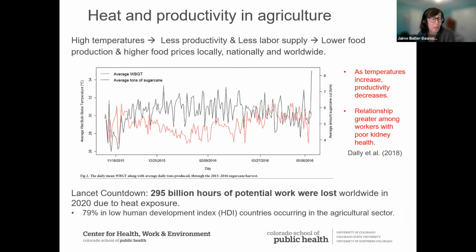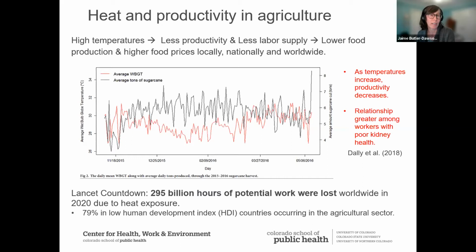In the past, I've mainly focused on heat exposures as well as environmental exposures like metals in the water with sugarcane cutters, and just a macro level picture of why that matters to everyone in the world. So these high temperatures will lead to less productivity and less labor supply, which will lead to lower food production and higher food prices locally, nationally, and worldwide. And I know this panel is about air quality, but there's really not a lot of data on air quality and productivity in agriculture, and we've really focused on heat, but now we'll be leading into air quality.